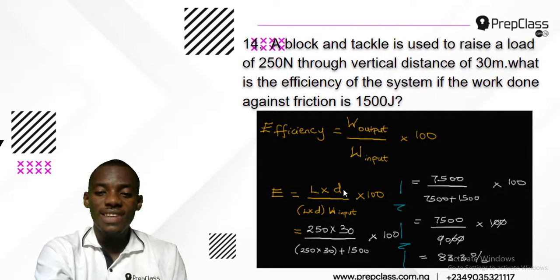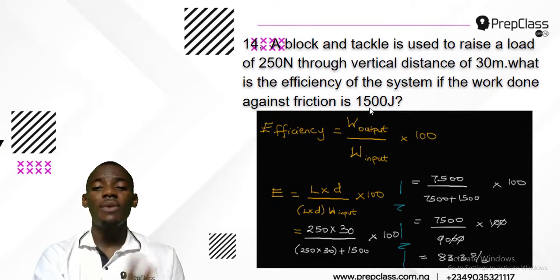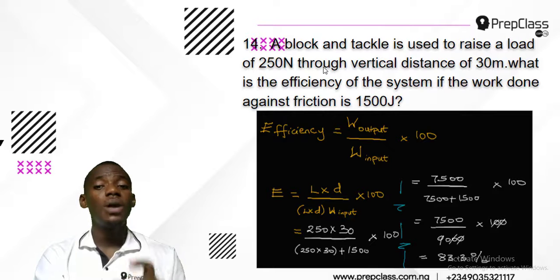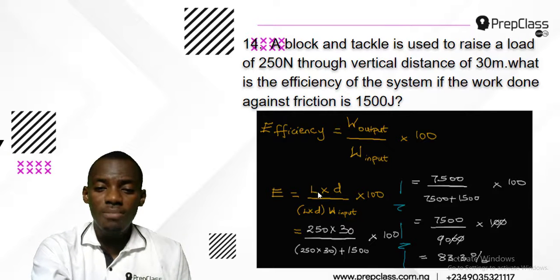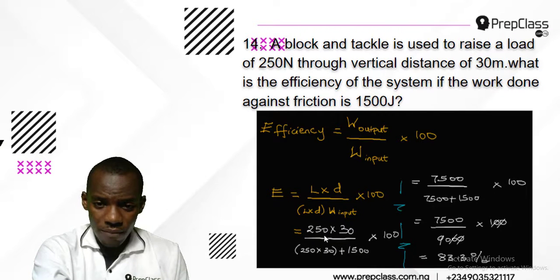That will become load times distance for the work output. The work input is the work output plus the frictional work. So what I wrote here is not right; it is supposed to be the work input. The total work input is the work output plus the frictional work. Now this is my work output here, load times distance. My work input is the same work output plus the frictional work. Now can you see this? 250 times 30 over the same work output, 250 times 30, plus the frictional work, 1,500, times 100.